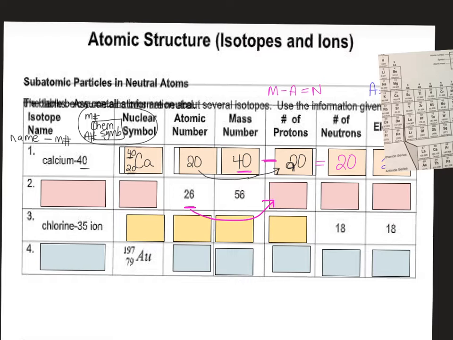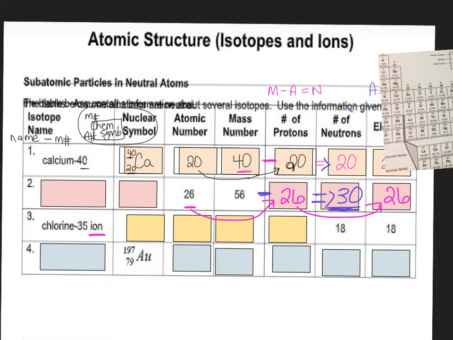I'm going to throw it into my protons box first. I know that it's 26. I can assume all of the ones up here, except for the one that says ion, is neutral. So I'm going to also put that over here in my electrons box. I can solve for neutrons by taking my mass number again, subtracting the 26. I want to put arrows here so you know that I'm going to the right. So 56 minus 26 to get you 30 for your neutrons.